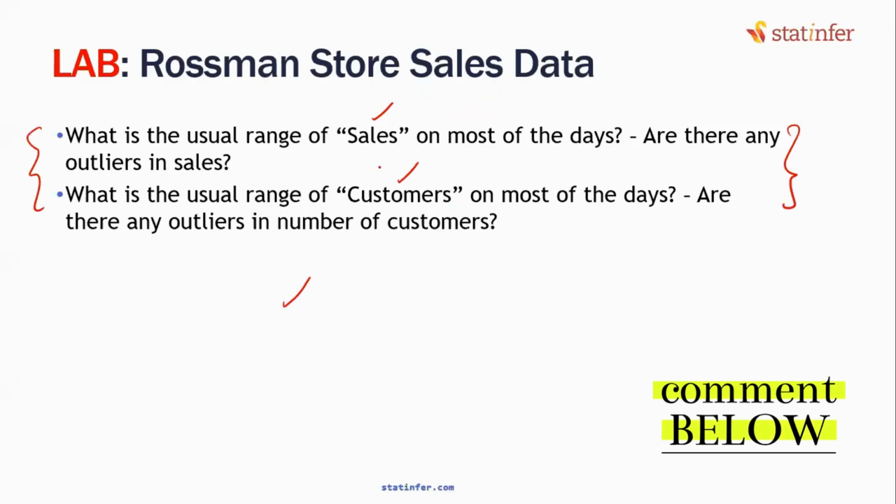My usual guess is that, since this is regular real data, definitely there will be some outliers. Definitely there will be some days like festive seasons or Thanksgiving Day or something where you will have high sales, maybe high customers also present. But you have to prove that from the data.